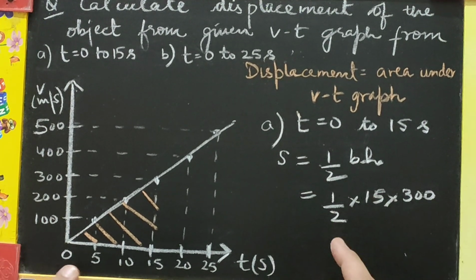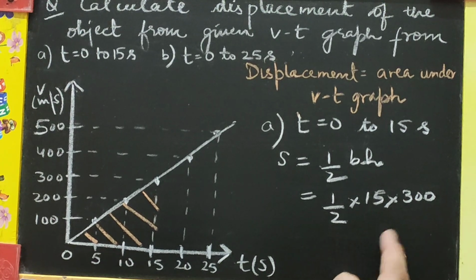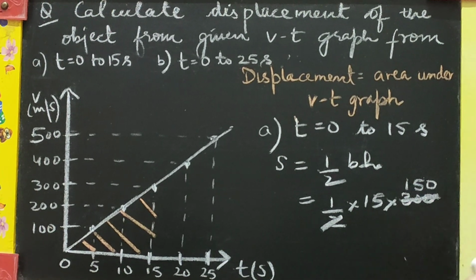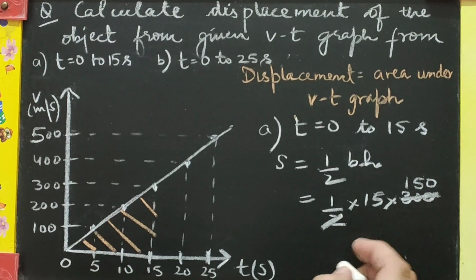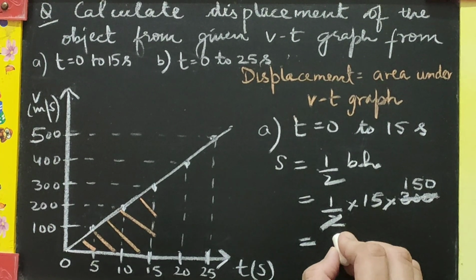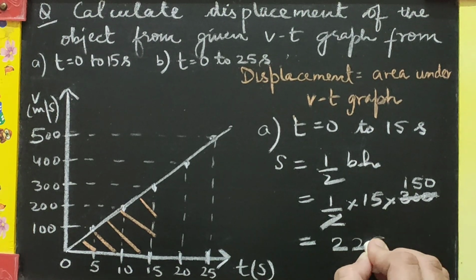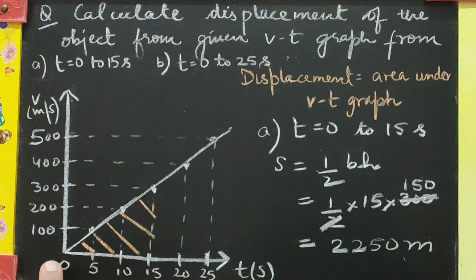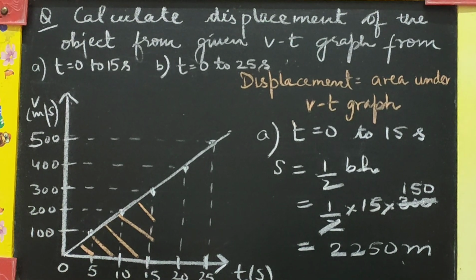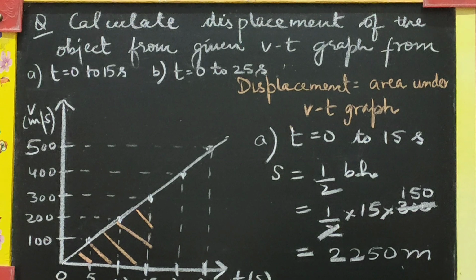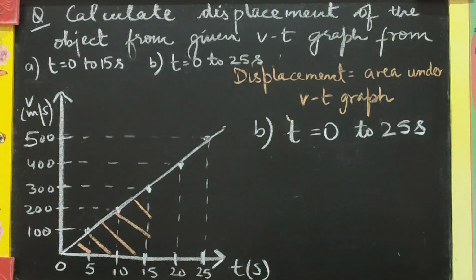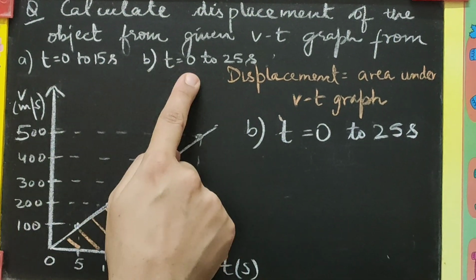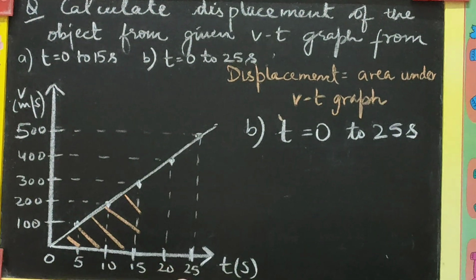I hope the substitution of the values is clear from the graph. So simplifying this further, and simplifying this even more, it becomes 2250 meters. So that is the distance covered in the first 15 seconds from t0 to t15. So we have calculated for t0 to t15 seconds. Now we are calculating for t0 to t25 seconds.